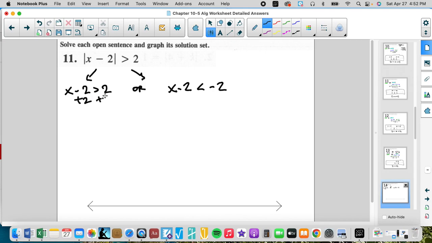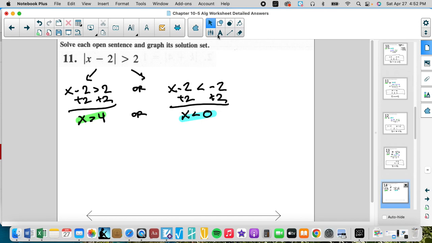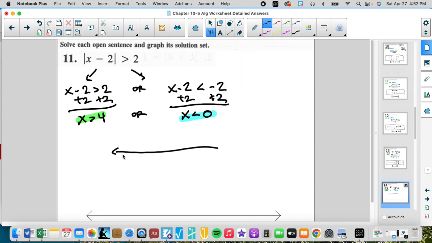Let's solve. X is greater than 4. Let's solve. X is less than 0, and it's an or. And if you need markers and you need to graph, by all means, always get a nice sketch pad when you're graphing and draw out. Don't feel like you have to write it in this small space.